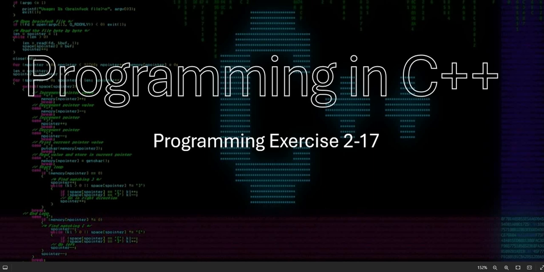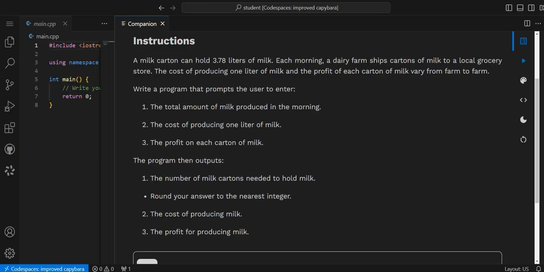All right, now we're on programming in C++. Programming exercise 2-17, and we'll be dealing with some more milk. So, let's see. A milk carton can hold 3.78 liters of milk. Each morning, a dairy farmer ships cartons of milk to a local grocery store. The cost of producing a liter of milk and the profit of each carton of milk vary from farm to farm.